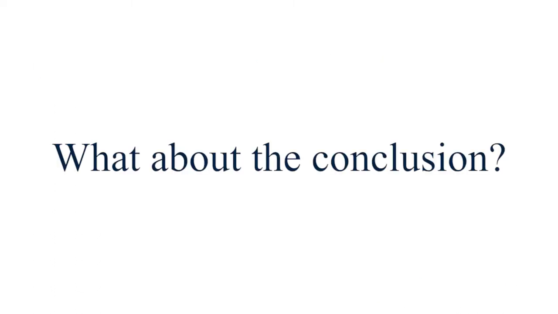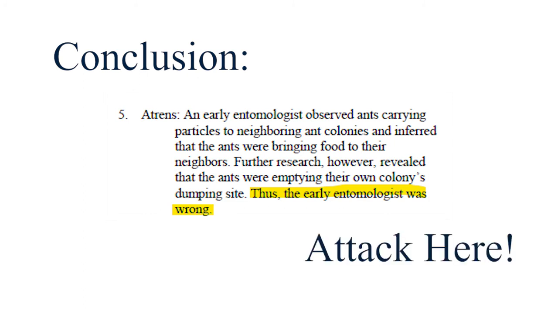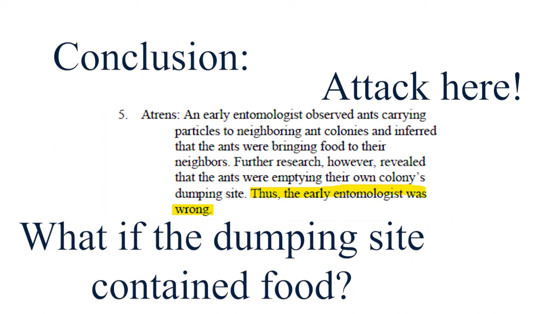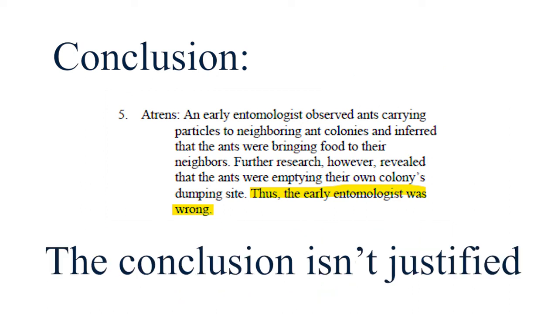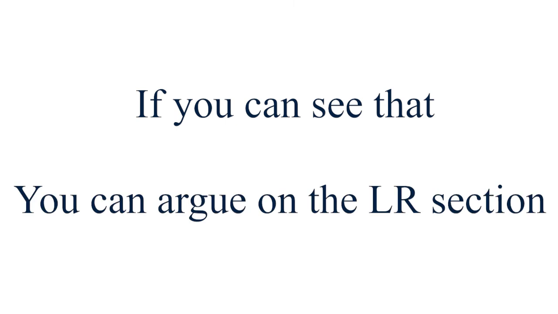But what about the conclusion? Why does the early entomologist have to be wrong based on the premises? He doesn't. What if the dumping site the later researcher found was actually a food dumping site? We don't have a premise that tells us that dumping sites don't contain food, so the conclusion isn't justified. If you can see that, you can argue on the LR section of the LSAT.